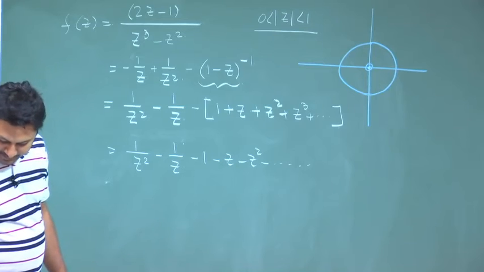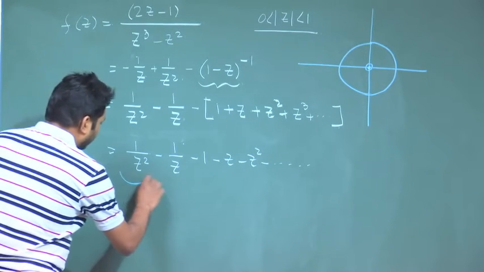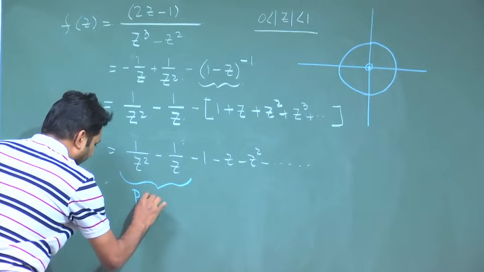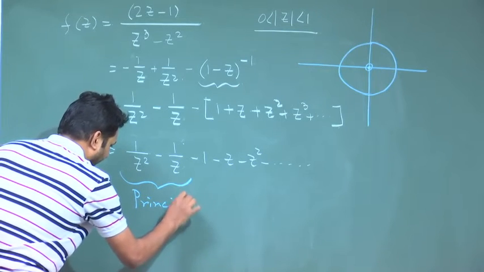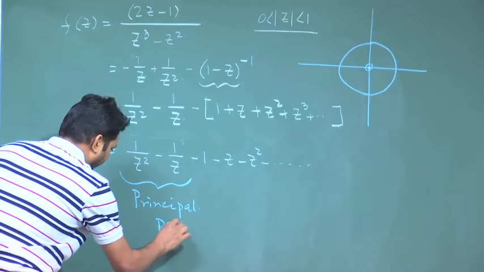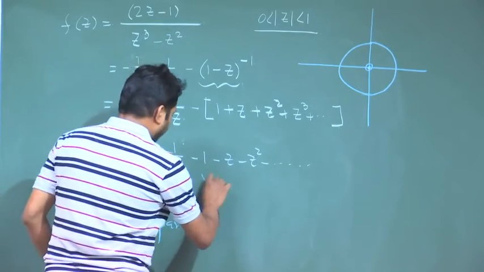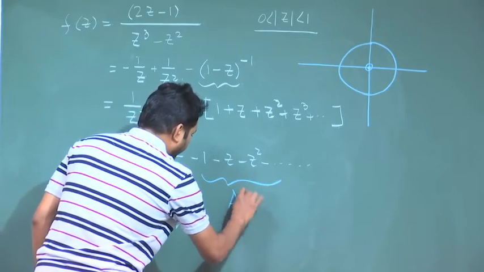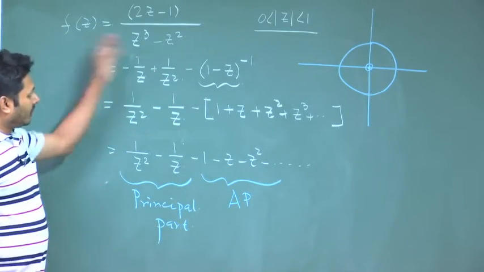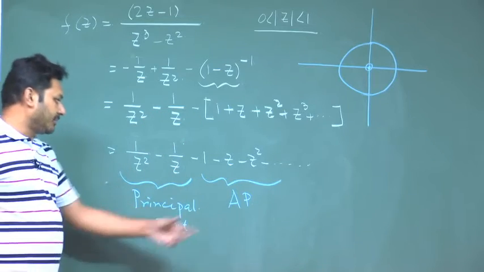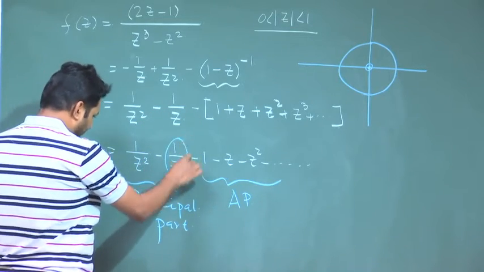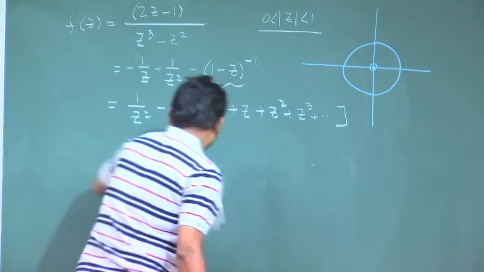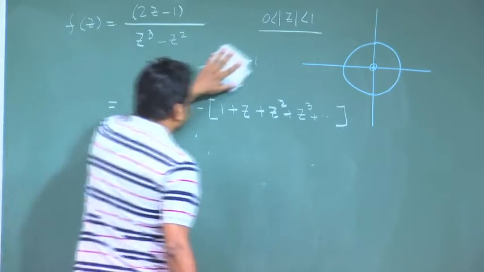So, you can readily understand that this part is your principal part, and the rest starting from minus 1 is your analytic part. So, I can divide this into principal part and analytic part. Again, this 1 by z term is important, I will come to this point again, because this is the residue of this function. Okay. Let us stick with this function.